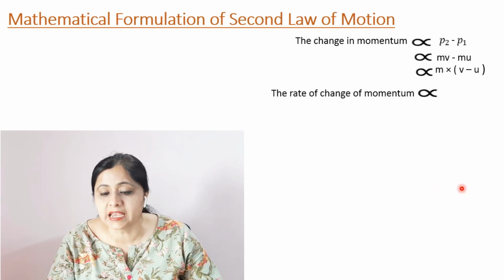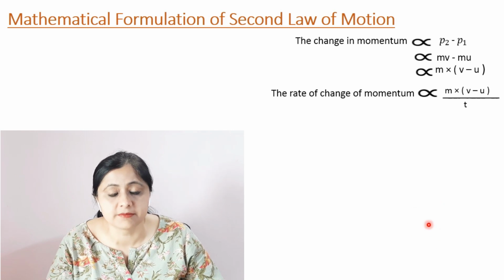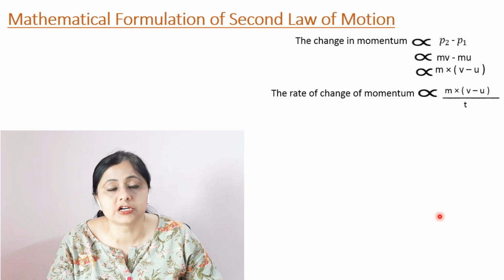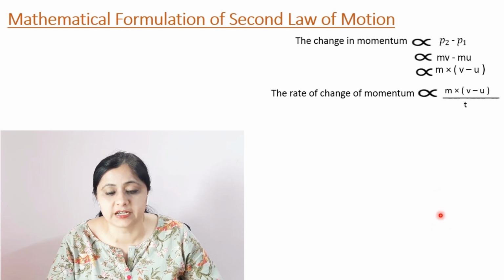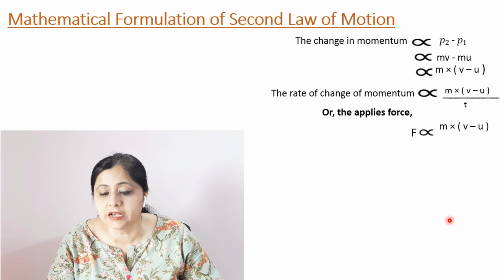MV minus MU divided by time. Very easy. So this is the second step. Rate of change of momentum has come. Now the third step is what? Force is directly proportional to rate of change of momentum. So we are writing here: force is directly proportional to M(V minus U) upon time.